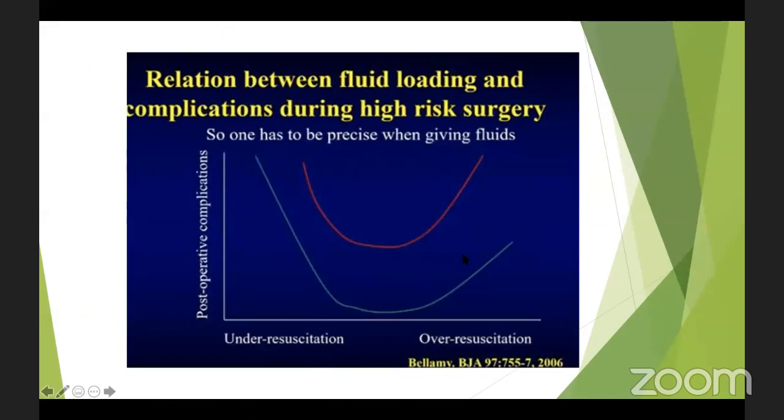So here, as you see in this slide, they discuss the relation between fluid loading and complications, because if we give more fluids, we will have more complications. This was done in surgery, and also in other situations, like COVID-19, especially with ARDS. If you give more fluid, there will be more mortality. But even if you under-resuscitate, you will get more mortality. So it is best to be balanced.